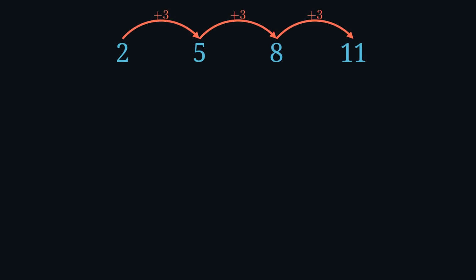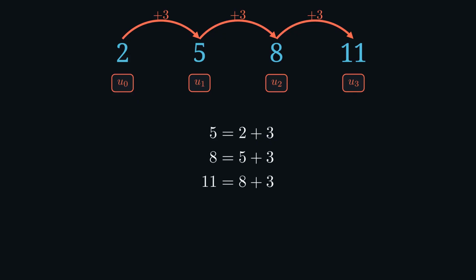Here's our sequence. First, term 2. Then add 3 each time. 2, 5, 8, 11. Their tags, U0, U1, U2, U3. Write the plain facts. 5 is 2 plus 3. 8 is 5 plus 3. 11 is 8 plus 3.